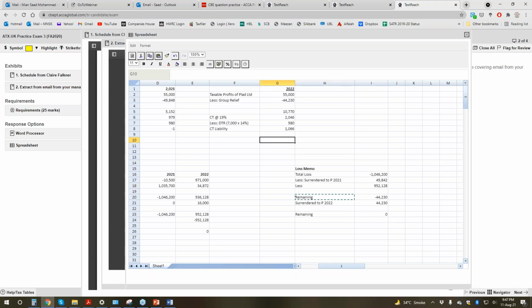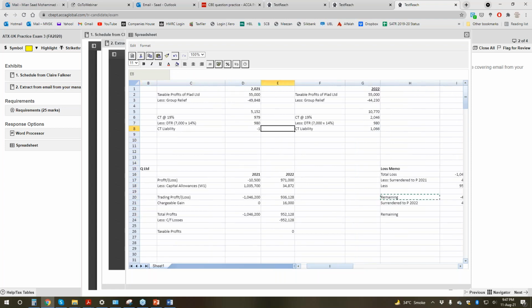So this is the CT liability of first year, that is nil. That is the CT liability of next year, that is 1066 for P Limited. For Q Limited, the CT liability will be nil for both years, as it has a very high amount of losses which have consumed not only its own profit but a bigger chunk of P's profit as well.